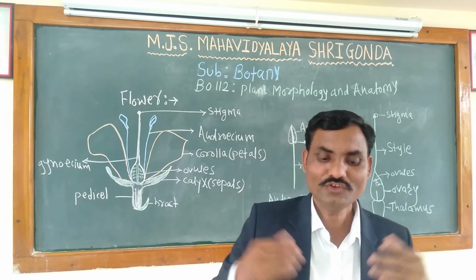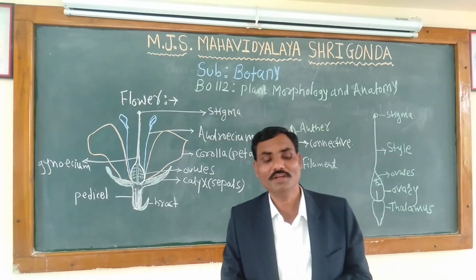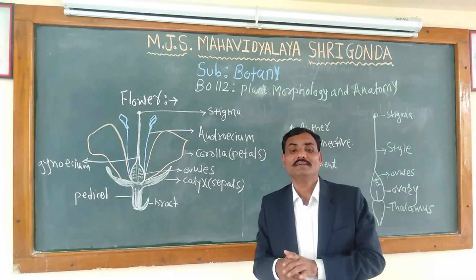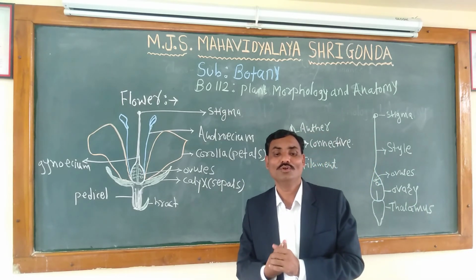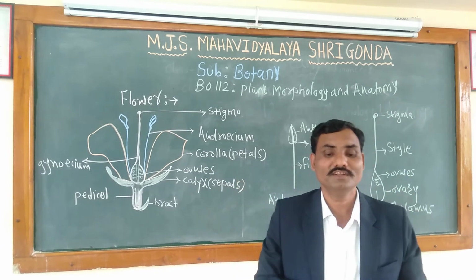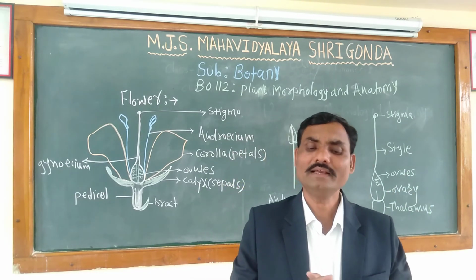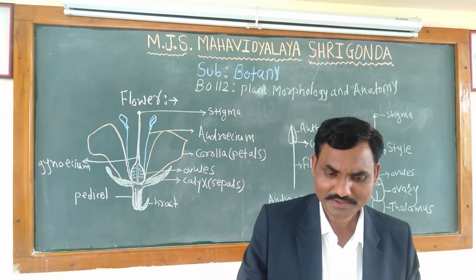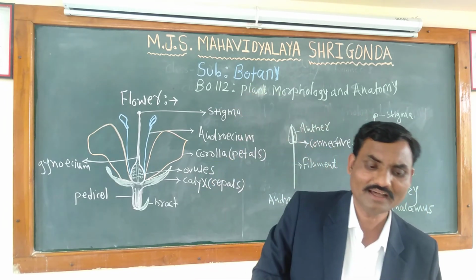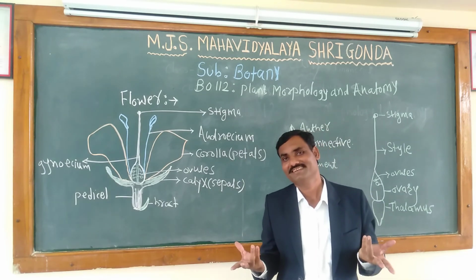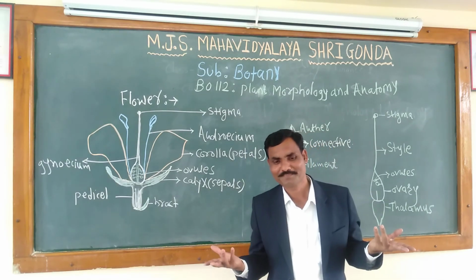Unisexual flowers may be staminate or pistillate. In staminate flowers, only stamens are present. In pistillate flowers, only carpels are present. When stamens and carpels are non-functional, the flower is said to be neutral. There is no function.